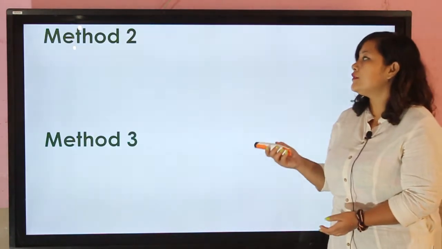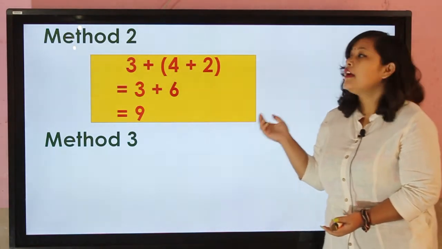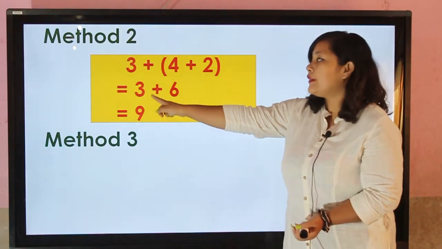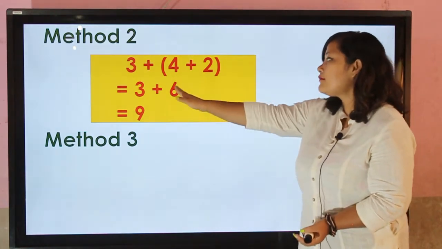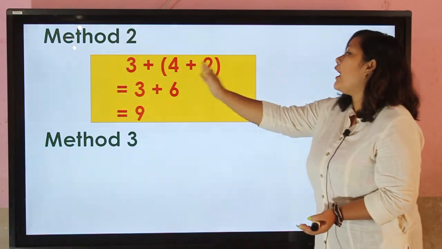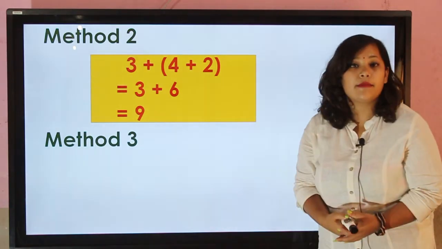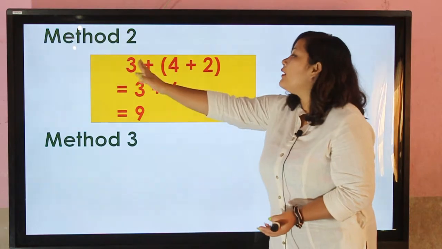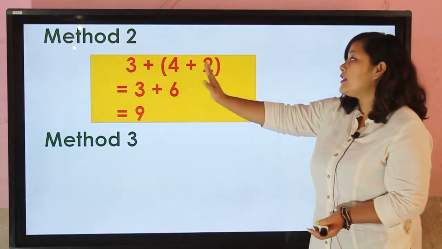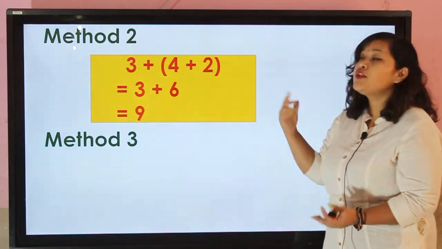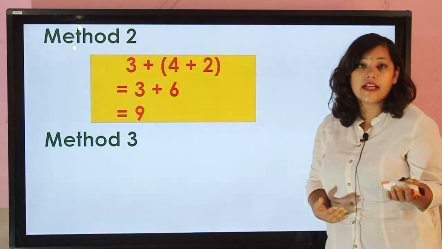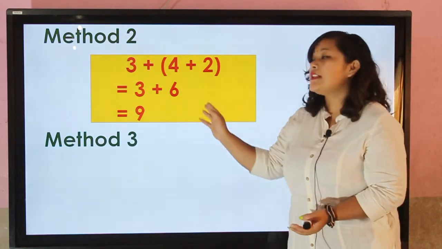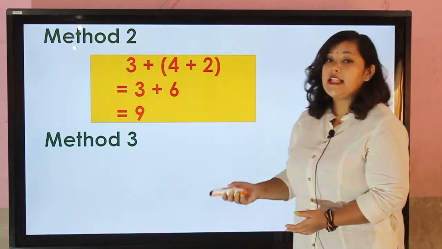Okay, let's see method 2. In this method, we have to add the second and third number, isn't it? So we write the number 3 as it is, and after that we add the numbers 4 and 2. If we add 4 and 2, we will get 6. 6 is the sum of 4 plus 2. Now we write 3 as it is, and then add the second and third numbers. 4 plus 2 gives 6. Now we add 3 and 6. If we add 3 plus 6, then we will get 9. Okay, let's see method 3.